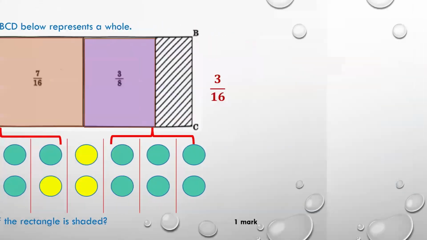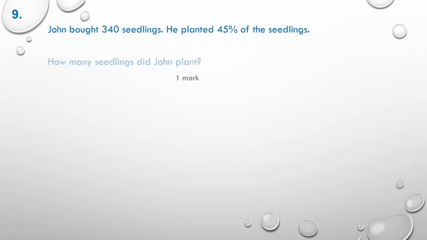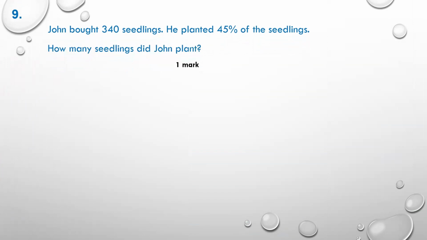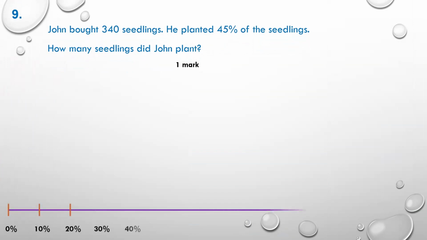Let's move on now to number 9. In number 9, the question is asking us, John bought 340 seedlings. He planted 45% of the seedlings. How many seedlings did John plant? And there are so many ways to do this. I'll use a number line, 0%, 10%, 20%, 30%. Remember, he planted how many? 45%. So 40%, 50%, even 100% going up.